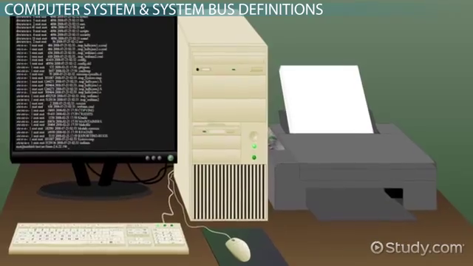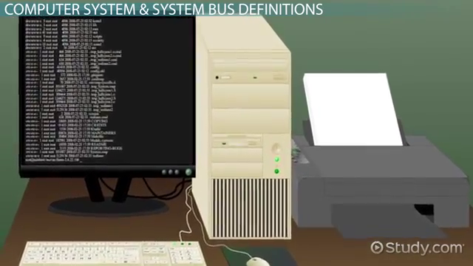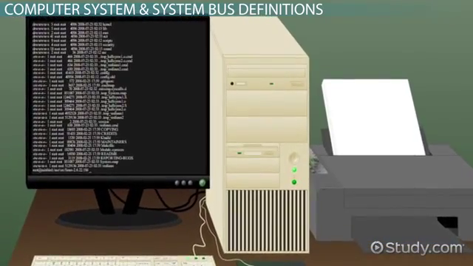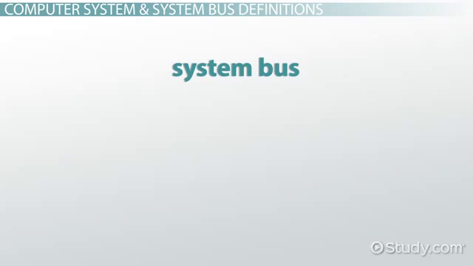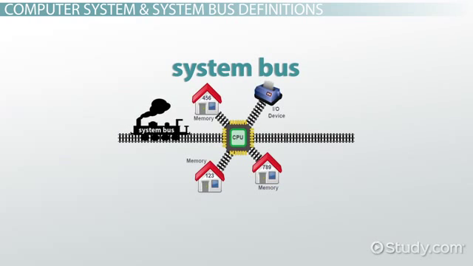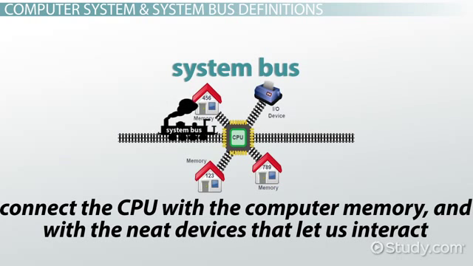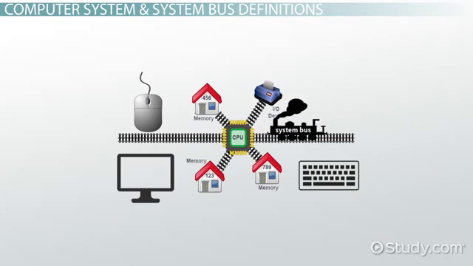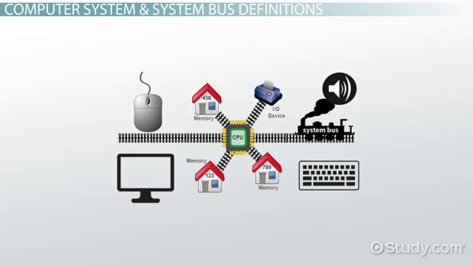Okay, now that we have a basic idea of a computer system, here's what a system bus is. A system bus is kind of like all the train tracks that connect the CPU, the Grand Central Station, with the computer memory, the houses of addressable data, and with the neat devices that let us interact, like the mouse, keyboard, screen, and audio system.